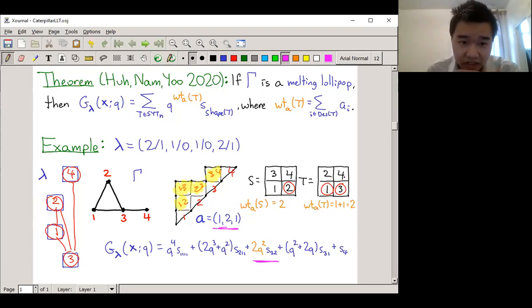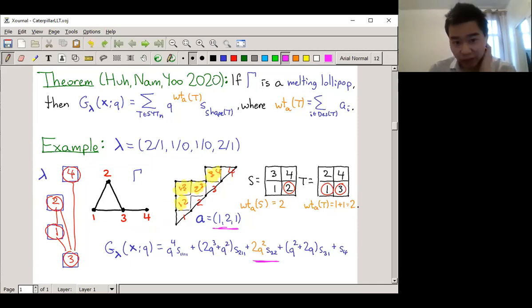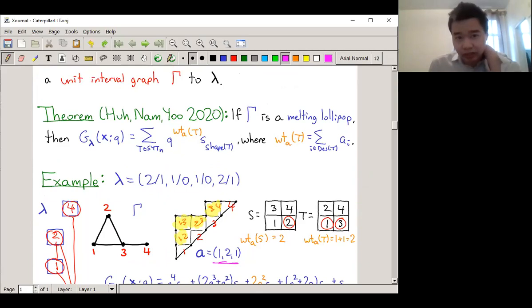Martin Rubey asks, can one characterize the graphs which occur from lambda in this way? So graphs that look like this? This is a great question. The answer is yes. These are called unit interval graphs. So a unit interval graph just means a graph that arises from unit intervals of the real line, where two vertices are adjacent if the intervals overlap.